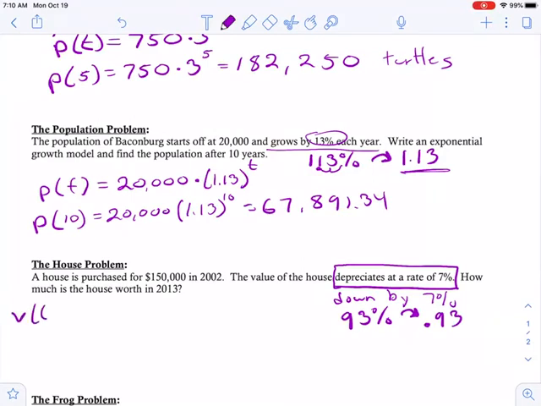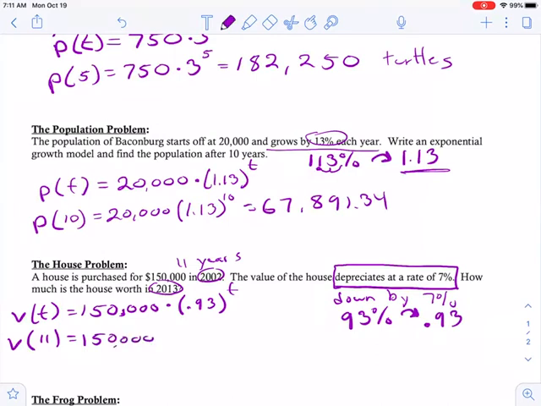So the value of the house over time is 150,000 times 0.93 raised to the t power. So the value in 2013, the difference between these is going to be 11 years. And my unit is in years, so I'm going to find V of 11. 150,000 times 0.93 raised to the 11th power is going to give me my answer. So let's type that into our calculator.